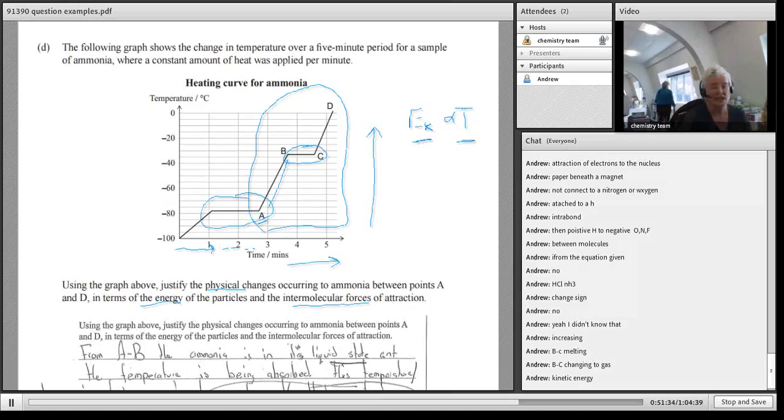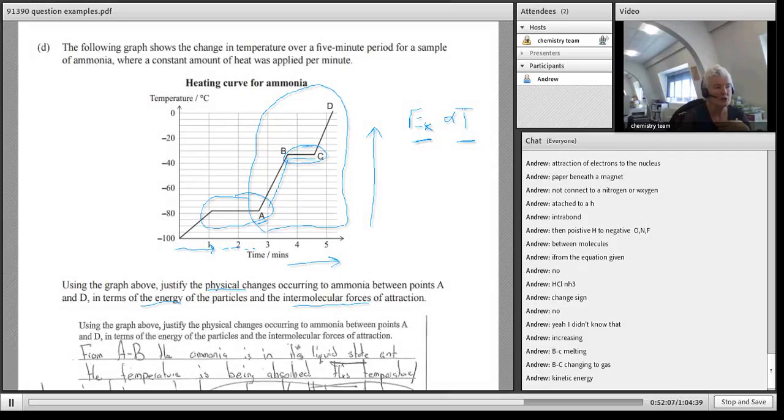So between A and B, that added energy, because remember you're heating this all the time, the temperature is going up, the added energy is going into the movement of the particles. Because they're moving more and more, the intermolecular forces are starting to break. But it's going more into the vibration. Then it gets to the point where they're vibrating so much that the intermolecular forces between them are breaking.